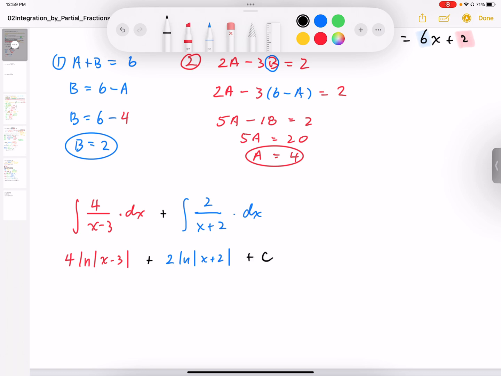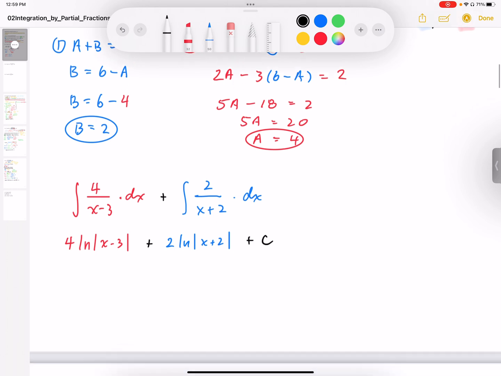And there's my integral. Now, since these are both logs, I can actually combine these using some log properties. For the x minus 3, that 4 in the front can become a power of 4 on the inside. When I add logs, it's going to be multiplication, so I'm going to end up multiplying by the x plus 2. And that power on the outside can come on the inside as squared. And then this represents a combined log form of that same integral.